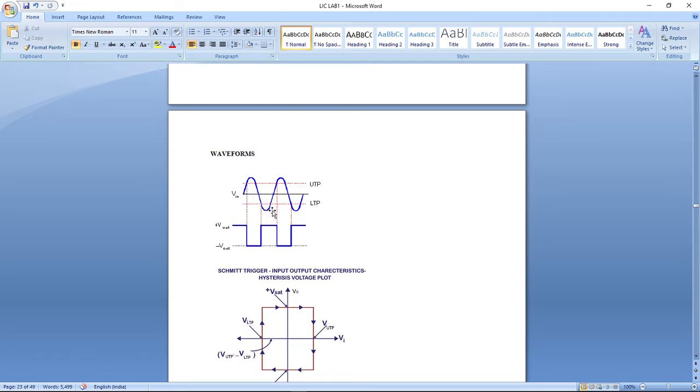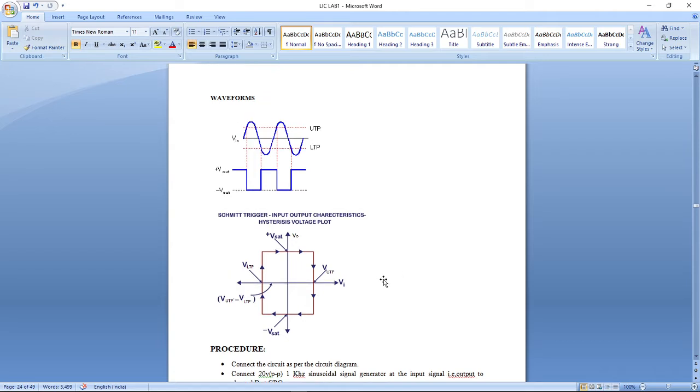Similarly, if the negative peak of the square wave output waveform and the sine wave input waveform intersect at a point below the reference line, then that intersection is known as LTP, which is the lower threshold point. After the lower threshold point, the sine wave will be rejected. Hence, we can get the values of UTP, LTP, plus V sat and minus V sat.